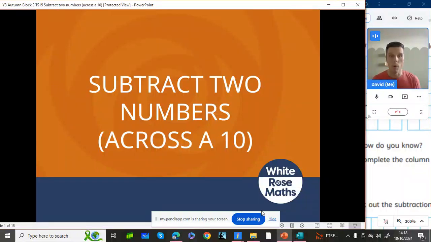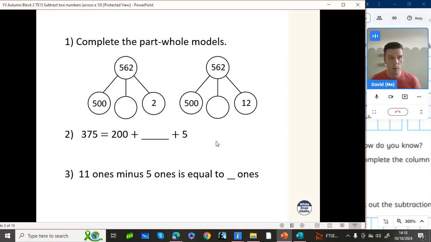Welcome to today's lesson. Our objective today is to subtract two numbers across a 10. This will involve an exchange. So here are your warm-up questions. Pause the video here and then we'll go through the answers afterwards.